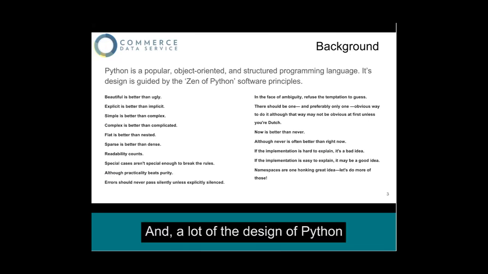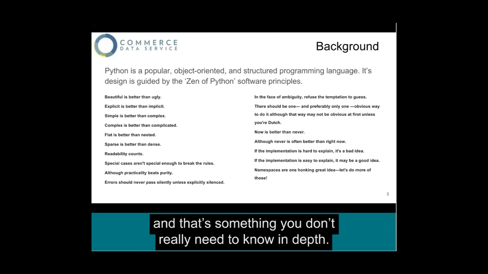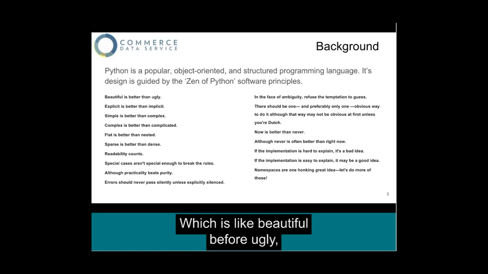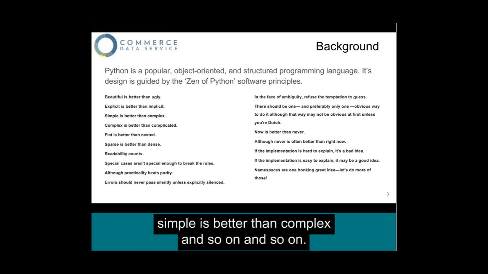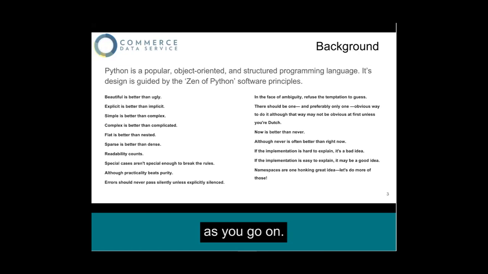And a lot of the design of Python is guided by something they call the Zen of Python. That's something you don't really need to know in depth. Just know that what makes good Python code is something that usually follows these tenets, which is like beautiful before ugly, explicit better than implicit, simple is better than complex, and so on. That's just something you should keep in the back of your head as you go on.